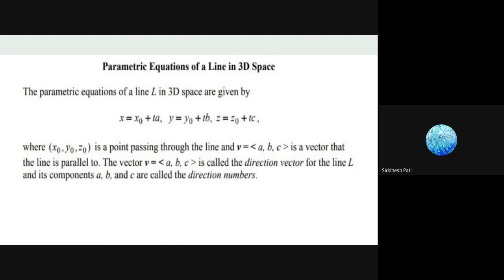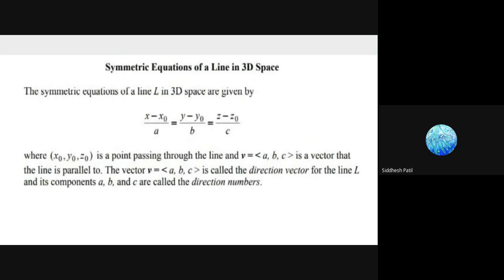Now we'll see the parametric equation of line in 3D space. The parametric equation of a line L in 3D space is given by x is equal to x naught plus ta, y is equal to y naught plus tb, and z is equal to z naught plus tc, where x naught, y naught, z naught is a point on the line, and v is equal to abc, which is a vector again parallel to that line which we saw in the diagram. And that v vector is called the direction vector for the line L, and its components abc are called the direction numbers.